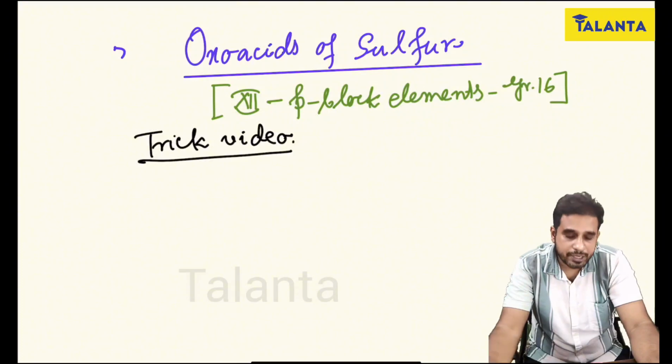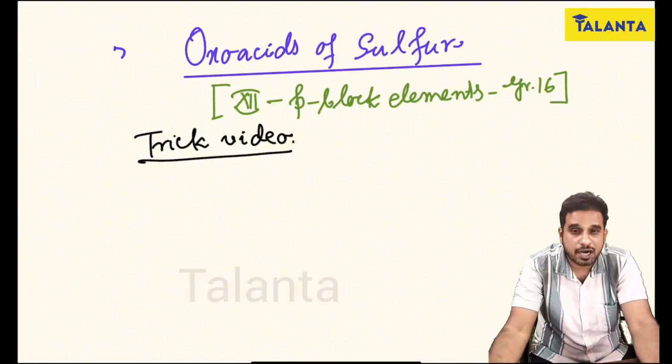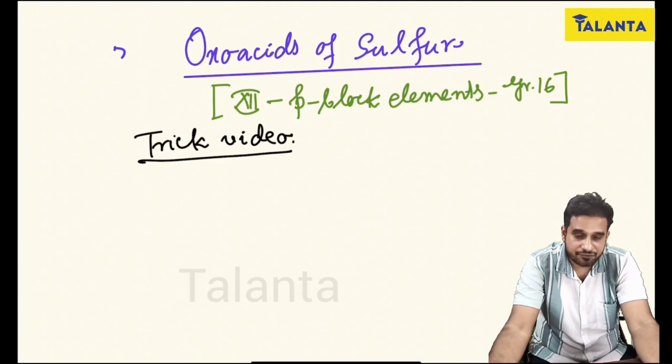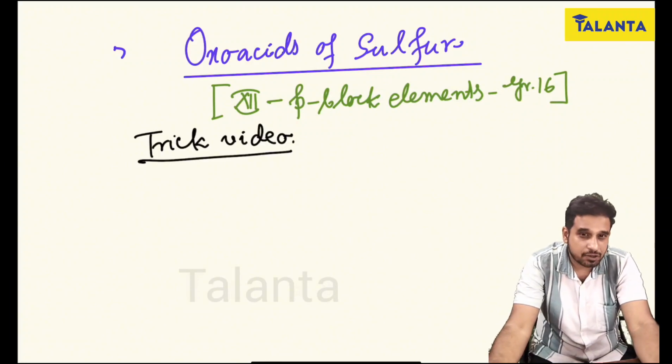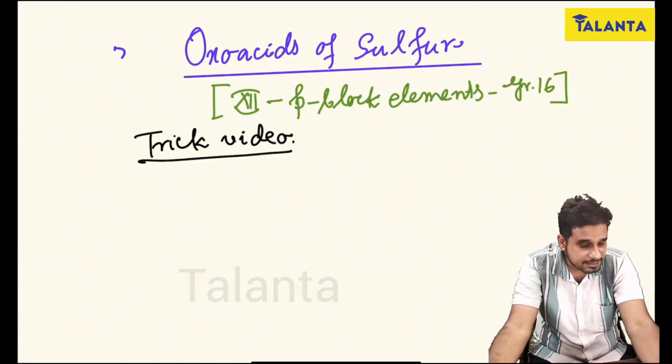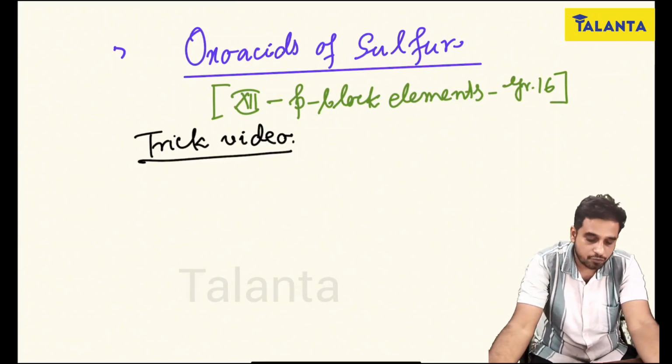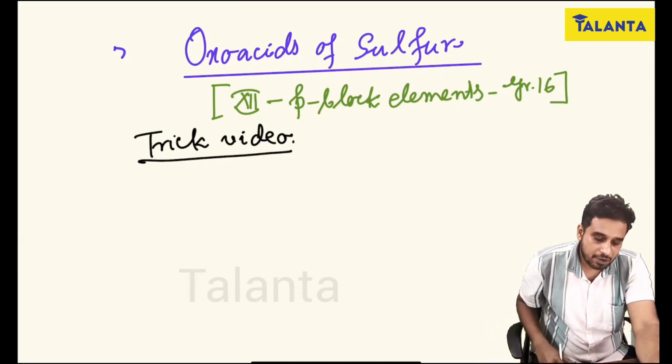We are going to draw the structures of 9-10 oxoacids of sulfur by reference to 2 oxoacids. Only 2 structures we have to keep in mind, and the rest of the 8 we can do very easily with our logic by following this video. So let's begin our journey.